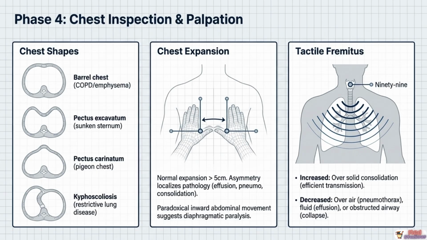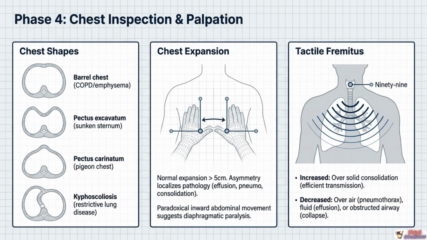chest wall expansion. Chest expansion is then assessed by placing both hands on the chest wall, with thumbs meeting in the midline, observing the symmetric separation of the thumbs during a deep breath. Normal expansion exceeds 5 centimeters, and any asymmetry directly localizes pathology such as effusion, pneumothorax, or consolidation to the affected side. A particularly important and specific finding is paradoxical inward abdominal movement during breathing, which strongly suggests diaphragmatic paralysis.